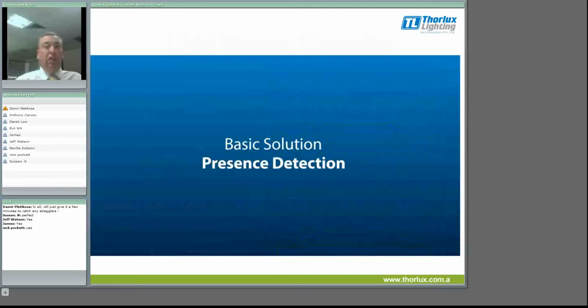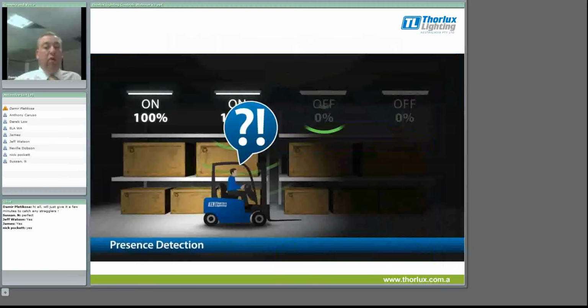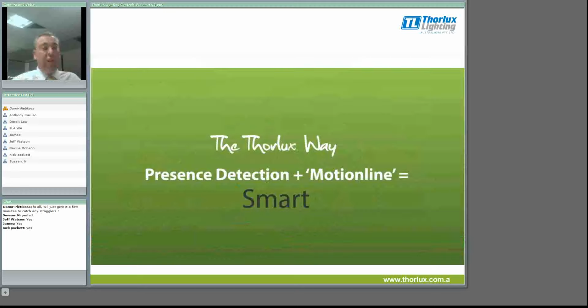Basic solution is we would use a PIR, presence detection. As we've mentioned before, with the Thorlock system, we would connect all of the luminaires together. If each luminaire works on its own PIR, we're back to the same old problem of people travelling into dark areas. So again, if we're looking at a warehouse racking aisle, you can see the guy driving down the racking aisle and he's driving into darkness until the third fitting picks him up and switches on.